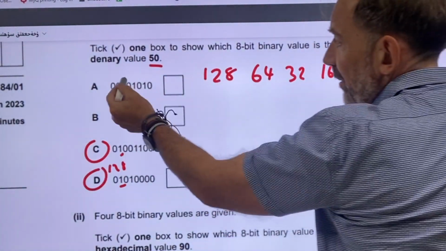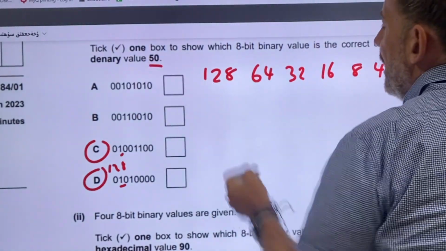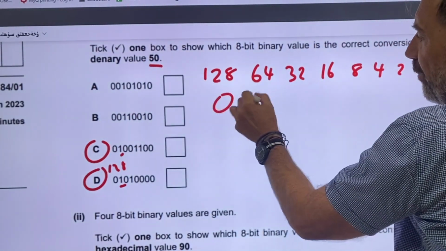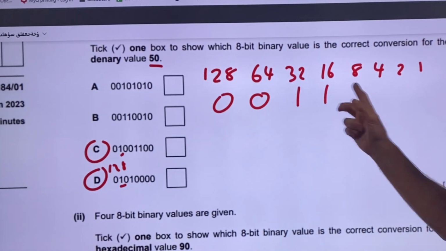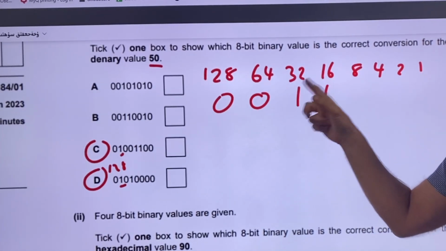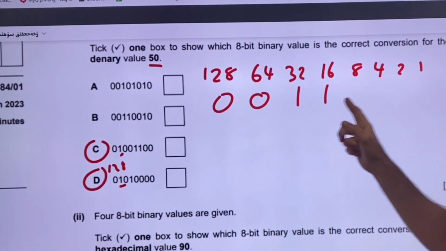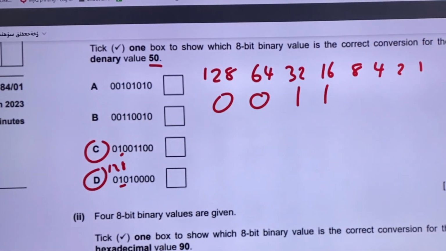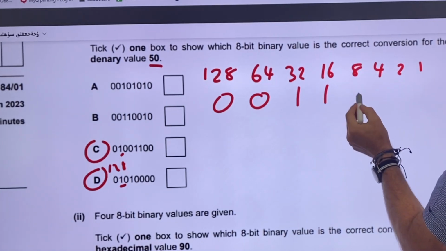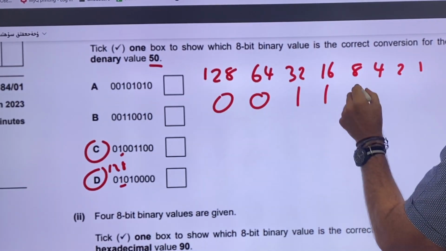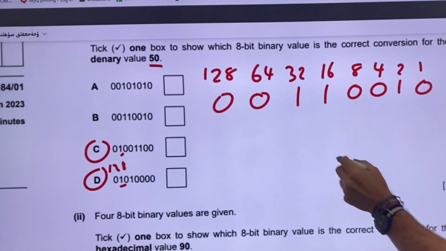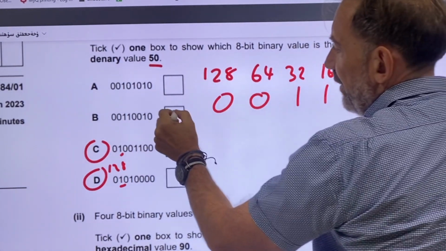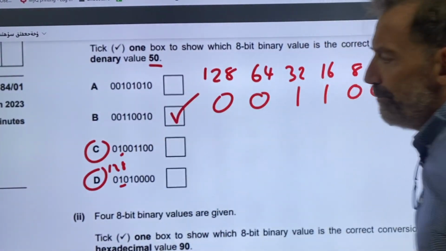So we need to look at these two. 50 is made up of none of those and none of those, but one of those and one of those would equal 48. 16 plus 32 equals 48. So I think we're going to get the answer as being B. Here, 48, so none of those, one of those, and none of those. 1, 2, 3, so the correct answer there would be B.